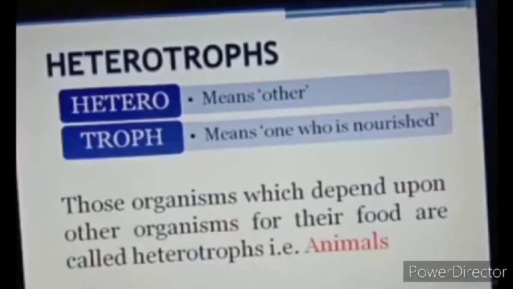animals. Animals don't make their own food. They are not able to do photosynthesis, and so they depend on other organisms for their food. All the animals are heterotrophs.